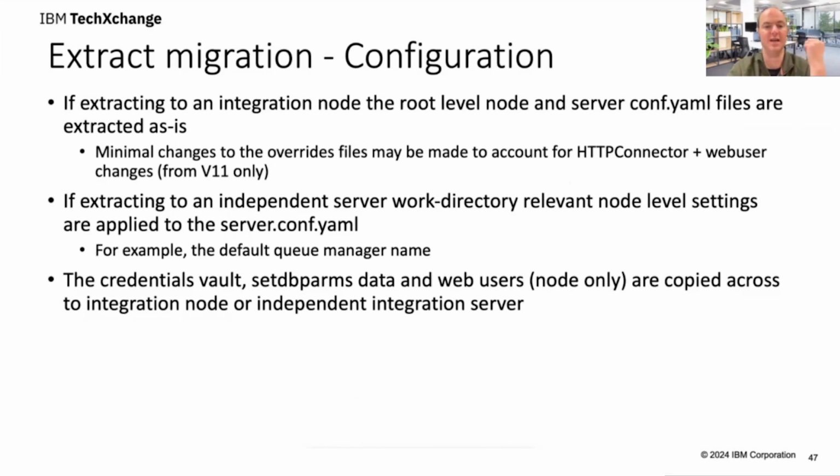Configuration-wise, again, really nothing extra. We just pull out your server conf YAML files and your node conf YAML files, as they were configured before, in 13, so nothing too clever there. If you are extracting to an independent server work directory, then when you create the server conf YAML for your independent server, we'll pull out various settings from the node conf YAML and combine them with what was in the server conf YAML to create your new independent server configuration. But all other stuff, the Vault, the DB-PALM data, everything like that, gets copied across into 13 with extract components.